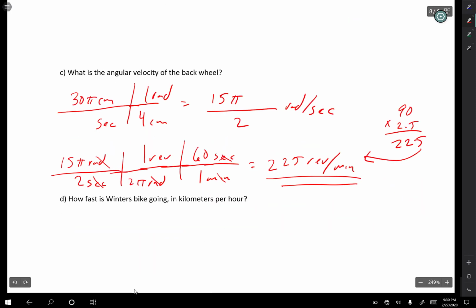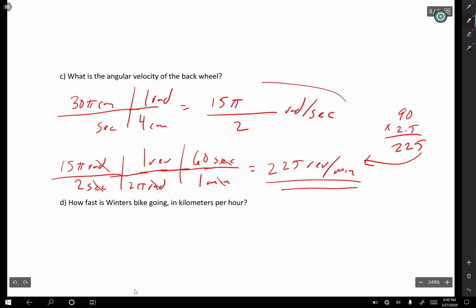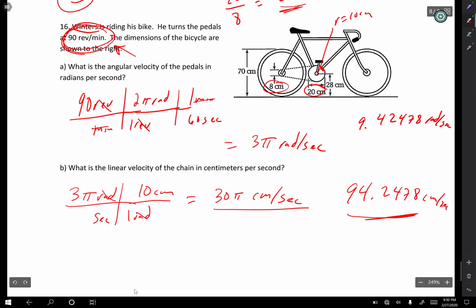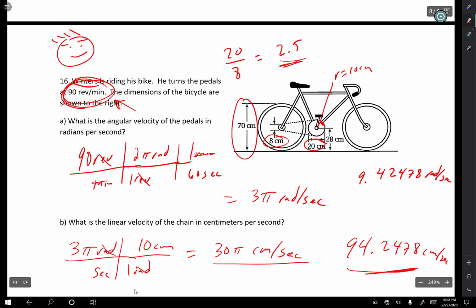All right, here we go. Finally. I'm going to use this guy. Well, you know what? It doesn't even matter. Yeah, no, it does. How fast is wind going in kilometers per hour? I'm going to go 15 pi. Oh, no, we can't. Yeah, we can. This is the angular velocity. Radians per 2 seconds here. And I'm going to say in 1 radian, I cover, let's see, look, that's 70 centimeters. So that's 35 centimeters.